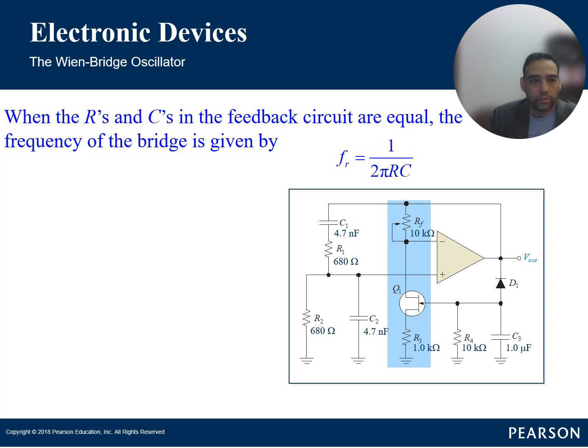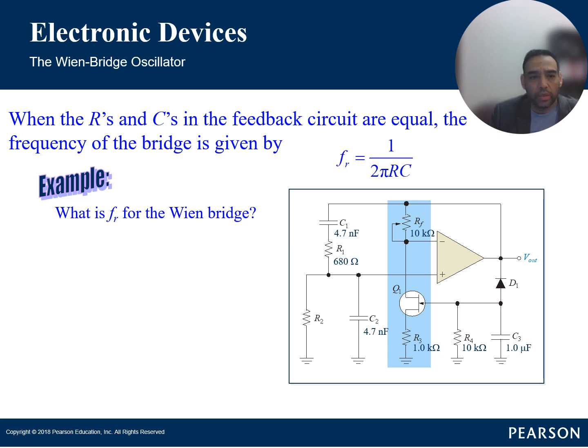So here we have an image where we have the JFET in the circuit, highlighted there in blue. We have R's and C's, the resistors and capacitors, in the feedback circuit, and they're equal to the frequency of the bridge, and that's given by that formula, 1 over 2 pi RC. And then we got an example here. I'm going to go real quickly through this, and then you can slow it down later to try to understand it.